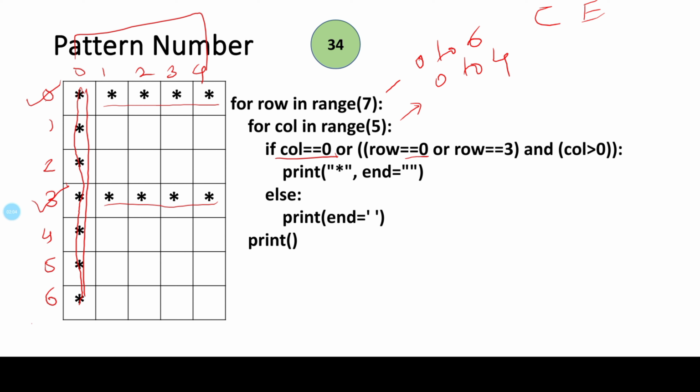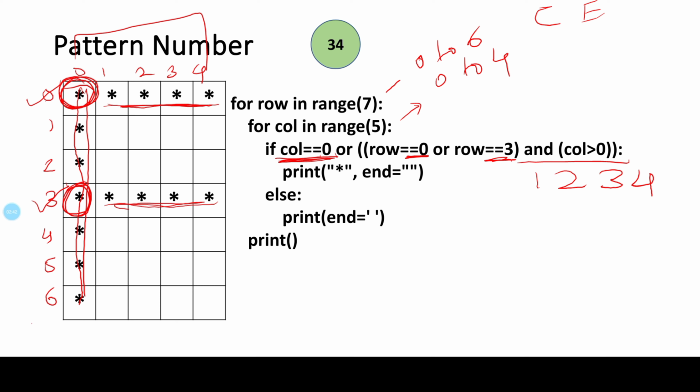So whenever the row is equal to 0 or whenever the row is equal to 3, I need stars, but we have already drawn these 2 stars when the column is equal to 0. So I do not want to overwrite them. For this, I shall be making use of an AND condition which says the column should be greater than 0. That means I want stars in rows 0 and 3, but the column should be greater than 0. That means whenever the column number is 1, 2, 3 and 4, I need stars, right? So these stars will be drawn over here.